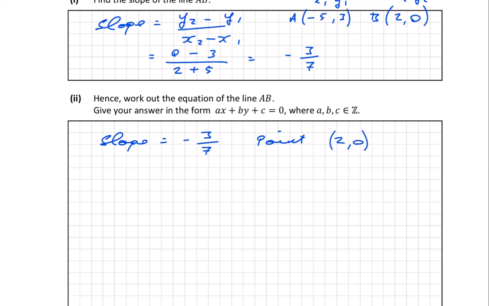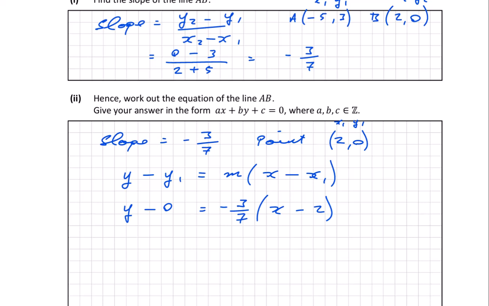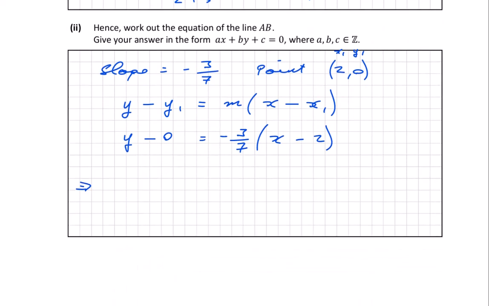So we need to use the formula y minus y1 is equal to m times (x minus x1) to find the equation of a straight line. So this is x1, y1 here. So we have y minus y1, which is 0, is equal to m, which is -3 over 7, times (x minus 2). So the first thing you would normally do with these is to try and get rid of that fraction. So in other words, we want to get rid of that 7. So I'm going to multiply both sides by 7.